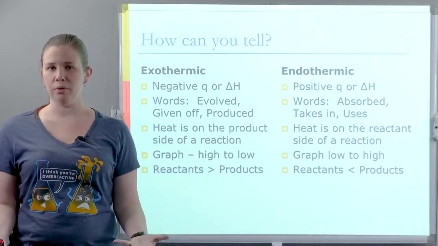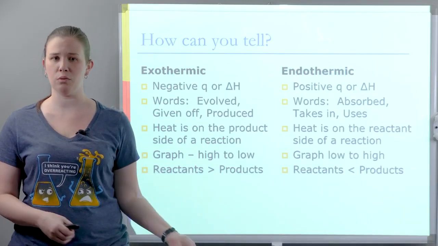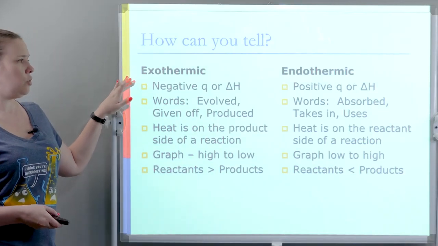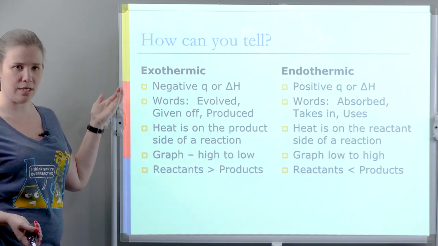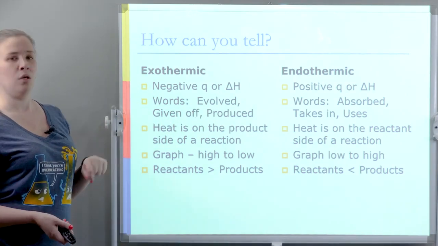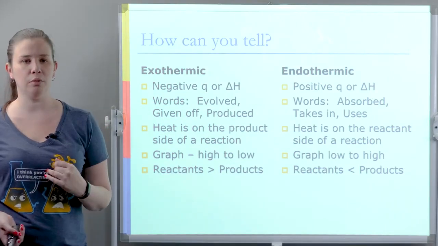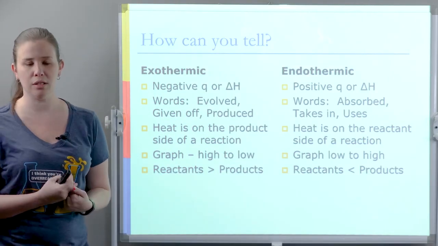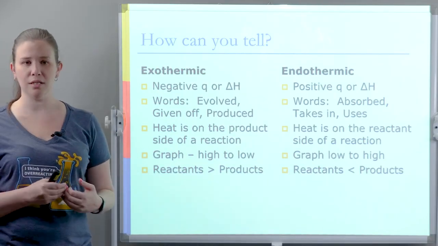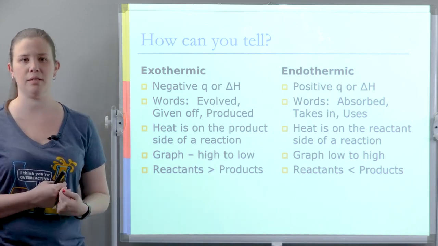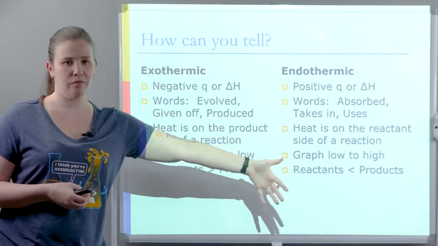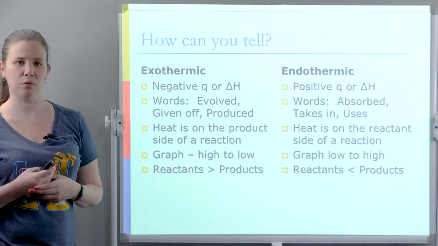So let's just recap how to tell if it's an exothermic or endothermic reaction. The exothermic reactions will have negative Q and delta H's. The enthalpy or the heat will be negative. That goes with endothermic. We're also going to be doing a lot of word problems. So you want to keep an eye out for certain words that would indicate that we're releasing energy. Saying heat is evolved, it is produced, so anything that we're giving off heat, cooling, things like that. Looking at the thermochemical equation, if it's on the product side of the reaction, you can tell that it's an exothermic reaction.